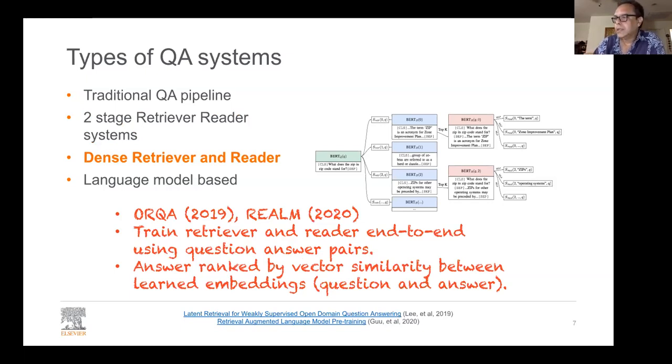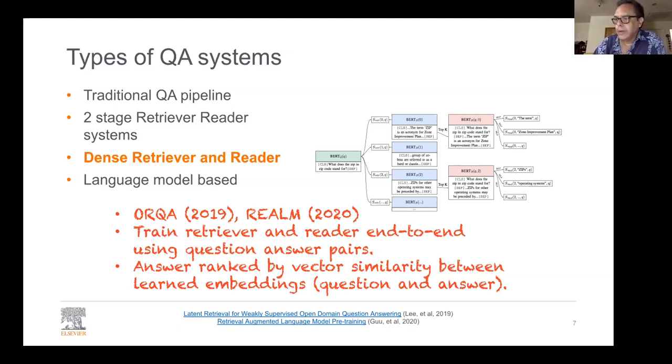In the case of ORQA, they have something called an inverse cloze task, which is unsupervised. You take random passages and extract sentences from them, and the sentences are basically proxies for the question. The idea is to train a system that, given the question, would try to predict the enclosing paragraph. That is a pre-training step, though. Once pre-trained, the retriever and reader are then trained end-to-end using question and answer only, no passages. The passage is only for the pre-training step.